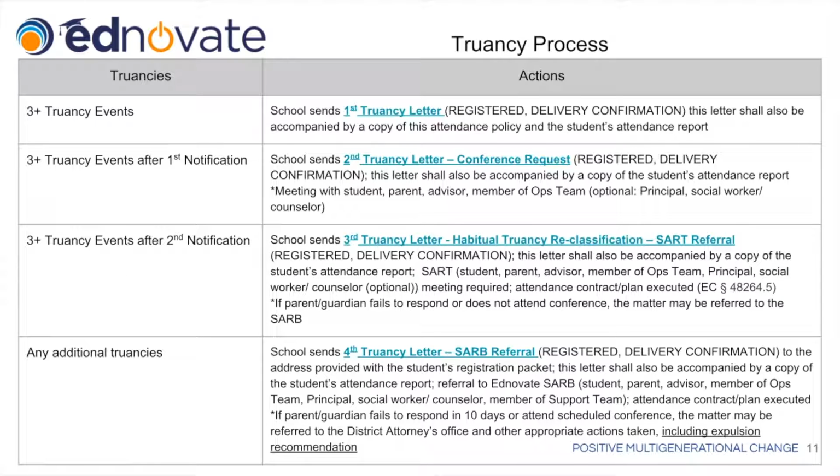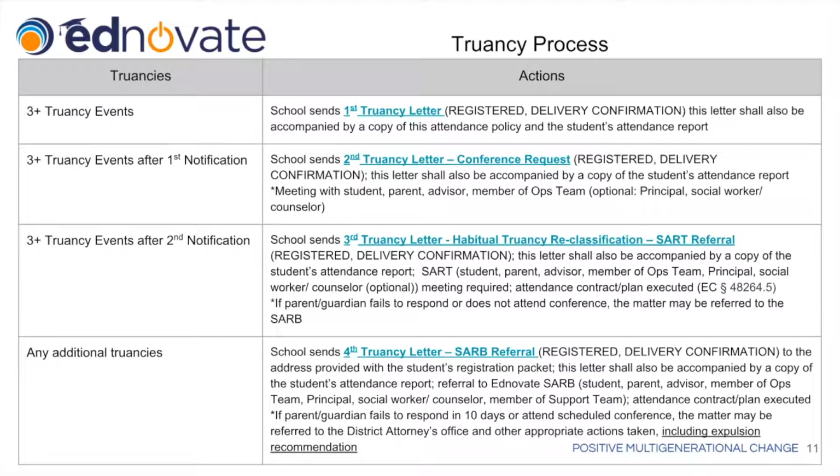So the process of letters and interventions follows how many truancy events that they have. So after the first 3 truancy events, that's unexcused absences or unexcused tardies that are more than 30 minutes, the first truancy letter is sent home. And then each letter after that escalates in its seriousness and with the meeting paired to it.